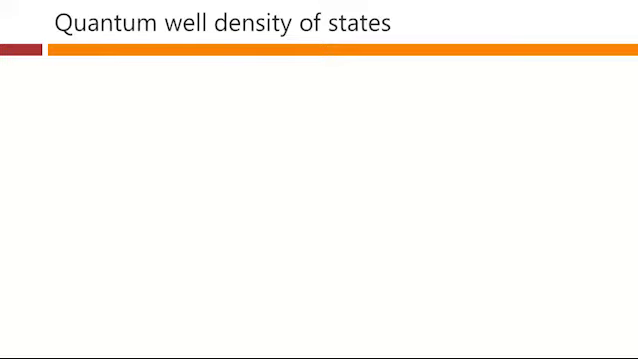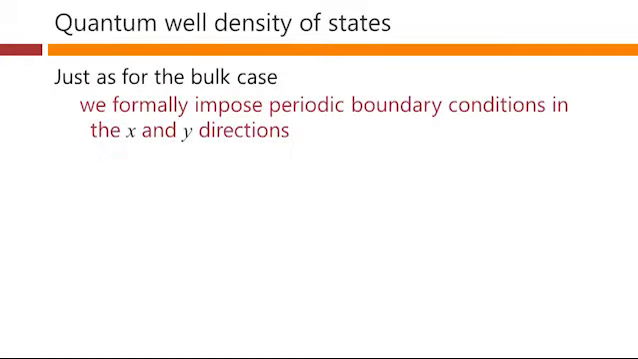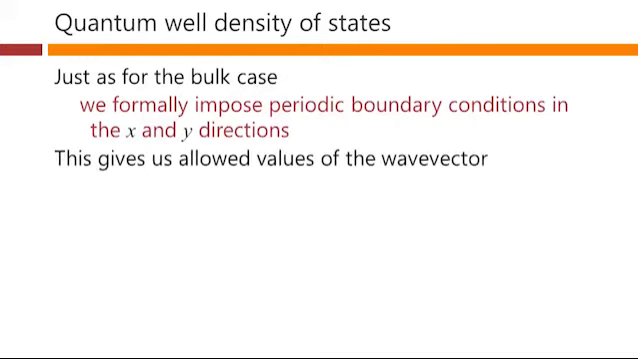A quantum well will give us a good example of what happens to densities of states as we start making structures that are quantum confined. Basically, quantum confined structures allow us to play with the density of states, to engineer it actually. So, just as for the bulk case, we formally impose periodic boundary conditions in the x and y directions to figure out the density of states in k-space, for example.